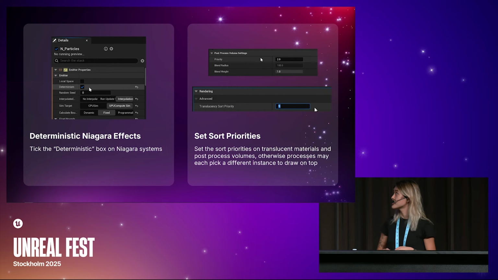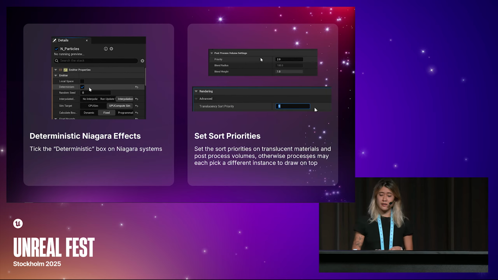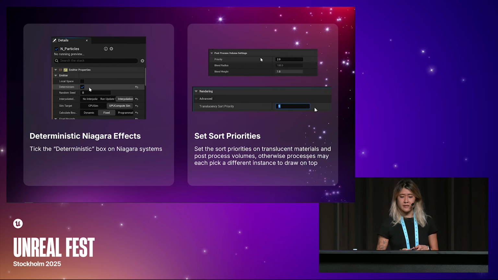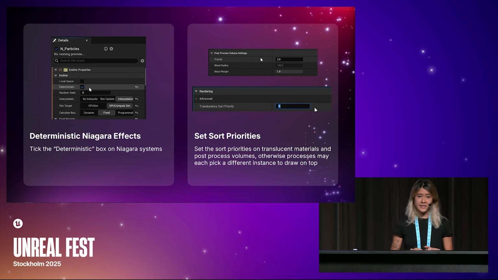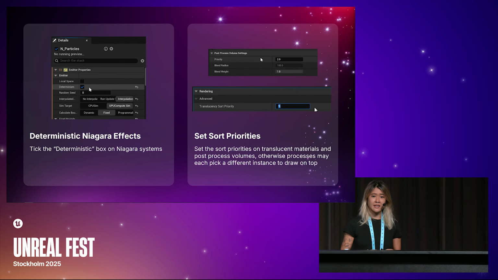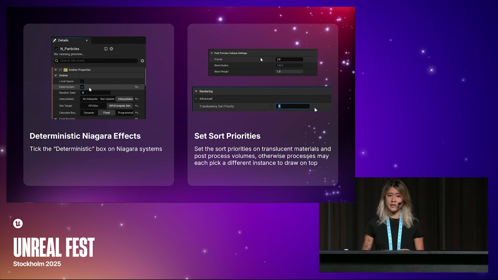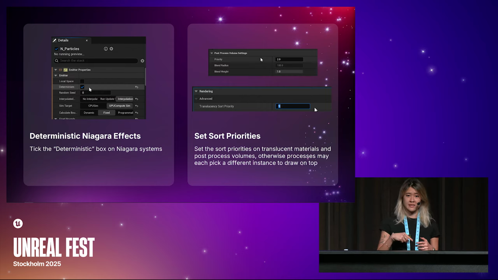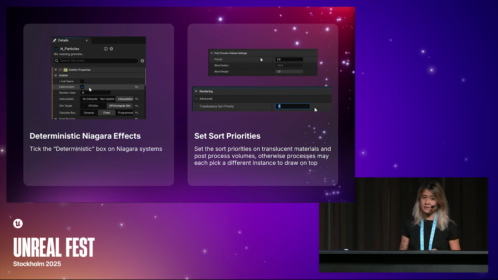Niagara effects, of course, should be deterministic. If you're using PCG and you've cached it, it's probably fine, but if it's regenerating PCG, you probably want that to be deterministic as well. And set your sort priorities on things like post-process and translucent materials, especially big things like volumetrics. If you have multiple layers of fog, you want to set your priority so it knows which one to draw on top and that order is consistent. Otherwise, you'll see some mismatches between the tiles.